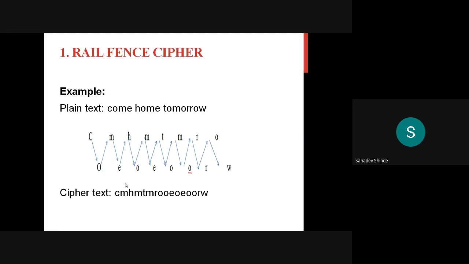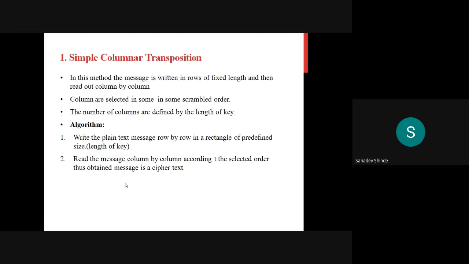Means the decryption is the exact reverse process of the encryption process here. Okay, this is very simple. Rail fence cipher is there. Okay. Now, what about the simple columnar transposition?